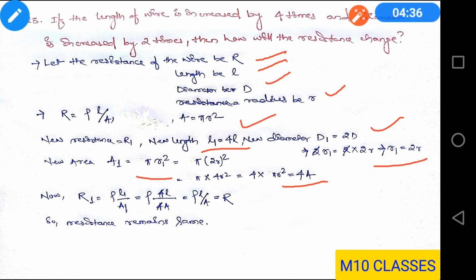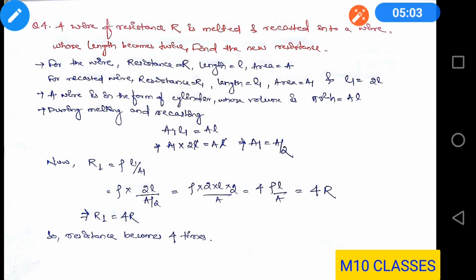Now put it in the formula. R1 equals, similarly, rho L1 by A1. Now what will happen? Put the values of L1, that is 4L, and A1 equals 4A, and it will cancel out. We will get resistance R. That means after increasing the length by 4 times and increasing the diameter by 2 times, the resistance will still remain the same. This is the conclusion.